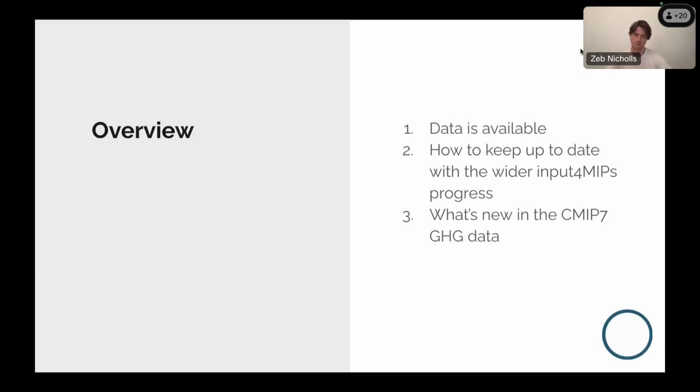So today there's three things I really want to talk about. One is that data is available that you can go and play with. Two is a little bit of a reminder of how to keep up to date with the wider input for MIPs progress and where we're up to there, and some updates from the forcing task team more generally. And three, I'll go into what's new in the CMIP7 greenhouse gas data, how it differs from the CMIP6 stuff.